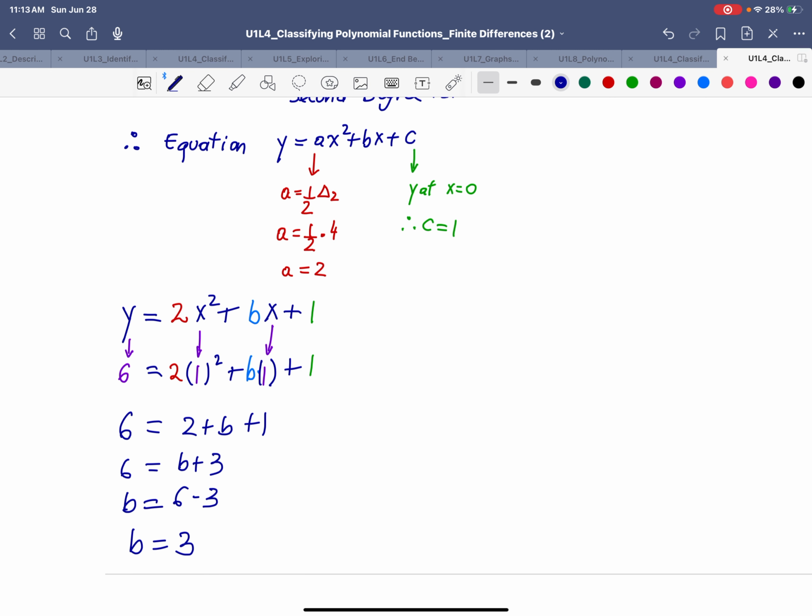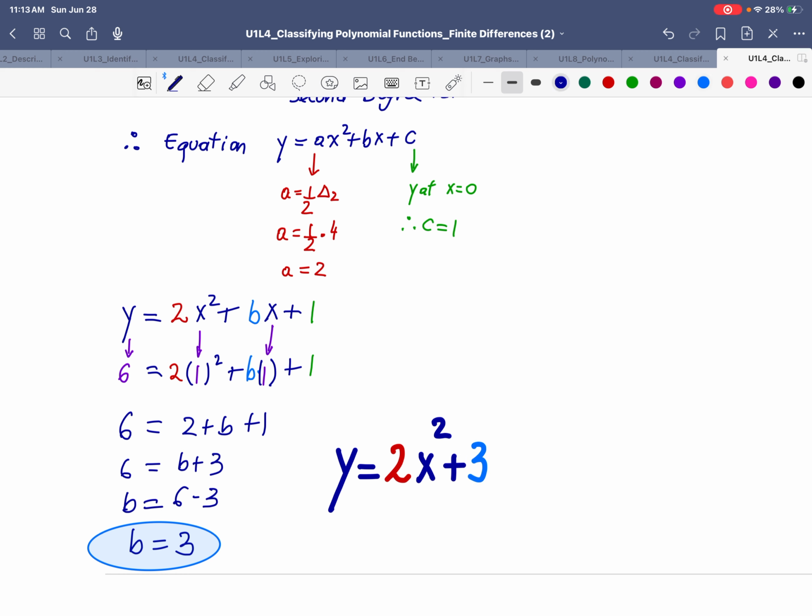Now that we got the value of b as well, we're ready to state the equation. The equation of this function will be y equals, the value of a was 2, x to the power of 2, and then the value of b was 3, multiplied by x, and the value of c, which was equal to 1. You can write this function either in xy or function notation. It's the same thing. We have 2x squared plus 3x plus 1, and that would be the final answer.